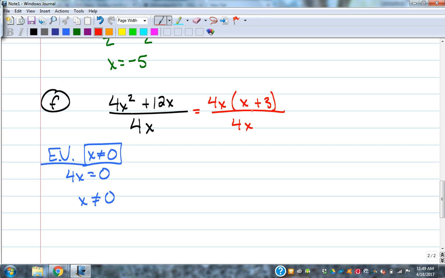Now, what matches? The 4x and the 4x, they cancel each other out. All that's left is x plus 3. What's on the bottom, technically? A 1. It's over 1, technically. You don't have to write it as over 1. You just leave it x plus 3, like that. If the 1 is on the bottom, you don't have to write it. If it's just a 1 on top, you do have to write it.